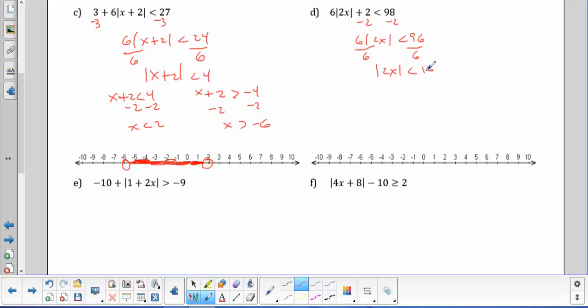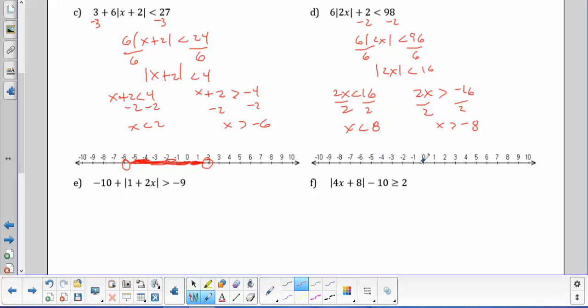Bars are by themselves. Split it up. Keep one the same. The other, let's flip the sign around, change the sign of the number, and continue to solve. Okay, x is less than 8. x is greater than negative 8.